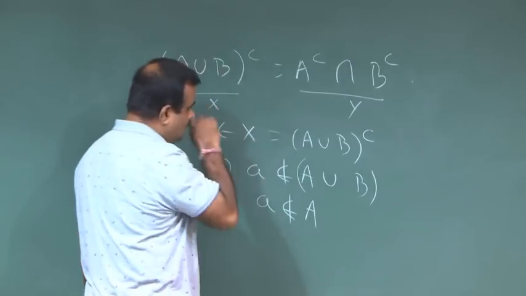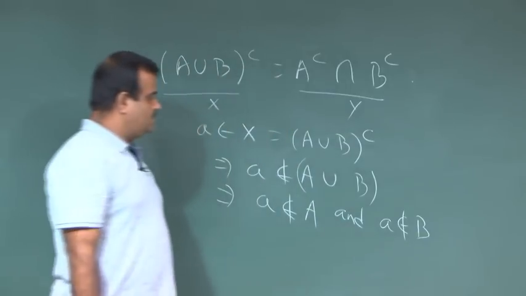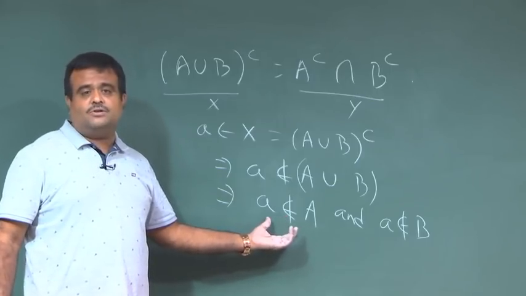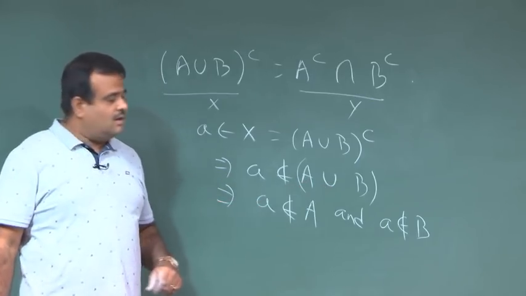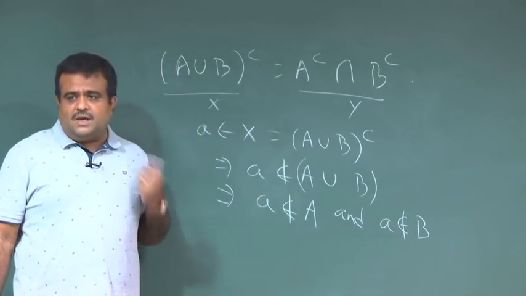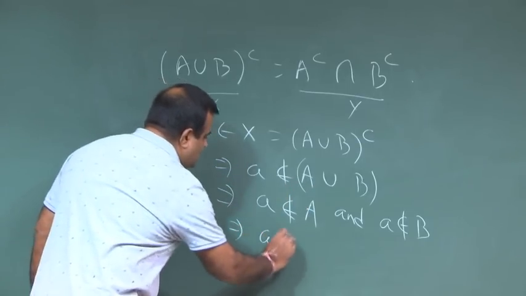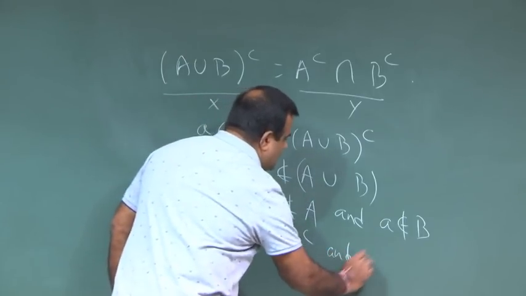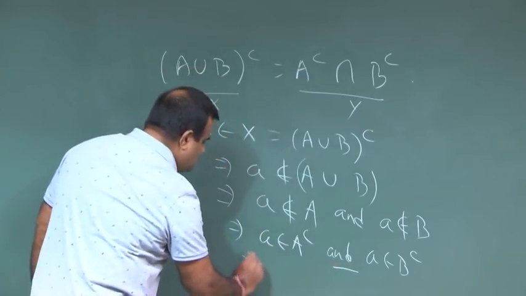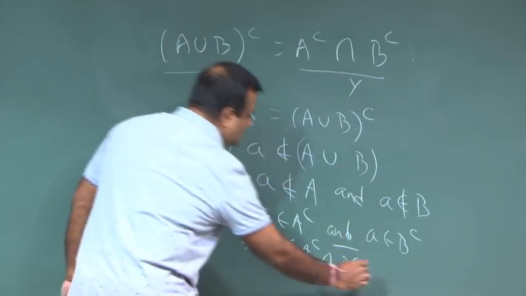So, a does not belong to A and a does not belong to B. Otherwise, if a belongs to A, then a must belong to A union B, which is not correct. Or if a belongs to B, then a belongs to A union B, which is not correct. So, that means this is true. Now, this means a belongs to A complement and a belongs to B complement. So, this is the intersection. So, this means a belongs to A complement intersection B complement, which is the y.